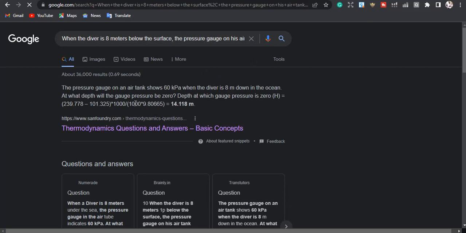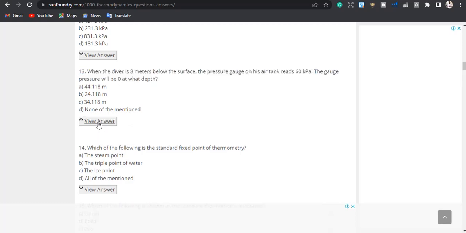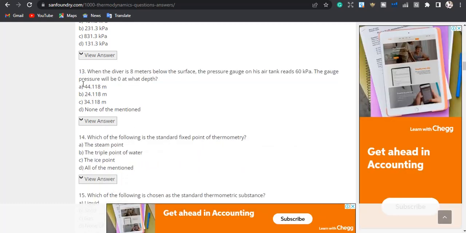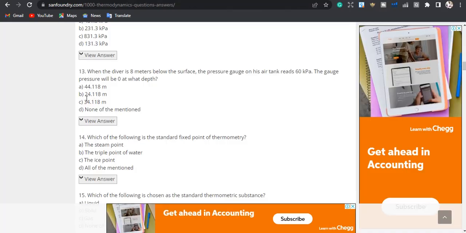From here you can notice that we've been given the solution to the question. This will give you the exact solution to the question. You can notice that the answers over here are 44, 24, 34, but we had 14.118 meters. But from here we have the answer 24.11. That's the correct answer over here.